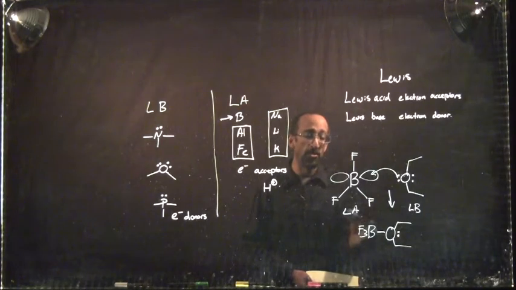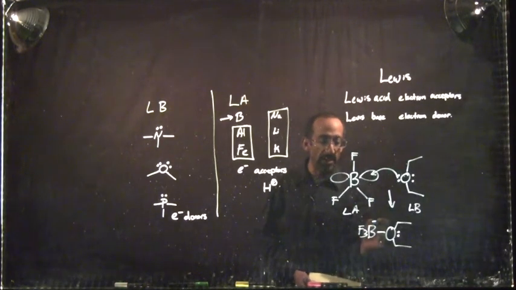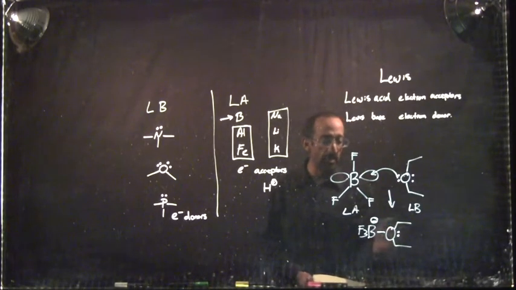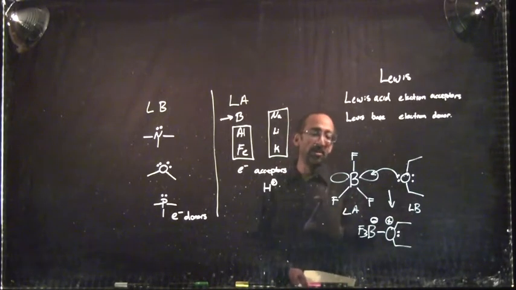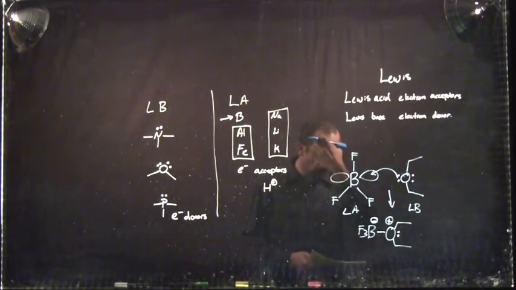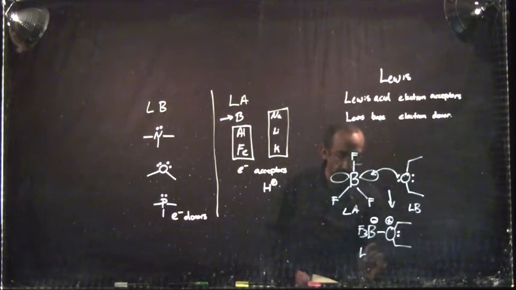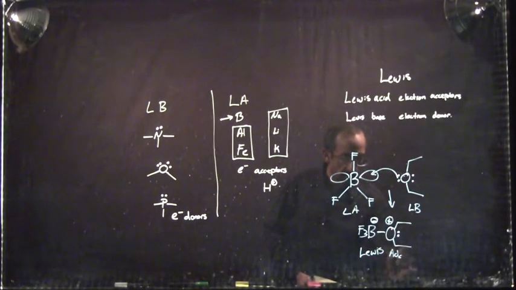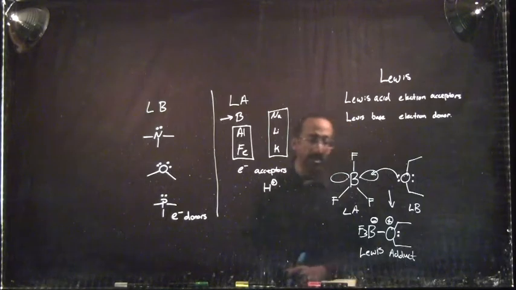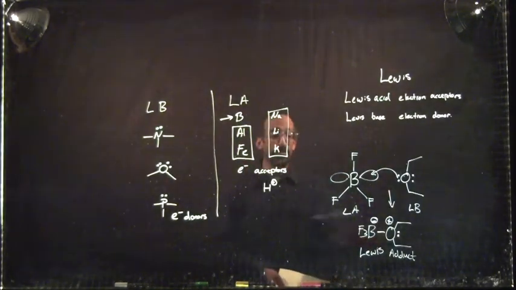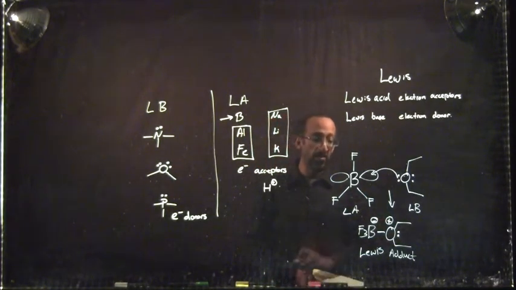Okay? And so we've made this adduct, and what we find now is that if we use the mathematical equation to determine our formal charge for boron, we'll find that it has a minus charge, and we'll find that the oxygen atom, if we repeat the process, now has a positive charge. So when a Lewis acid reacts with a Lewis base, we form what's known as a Lewis adduct. So this is now a Lewis adduct.